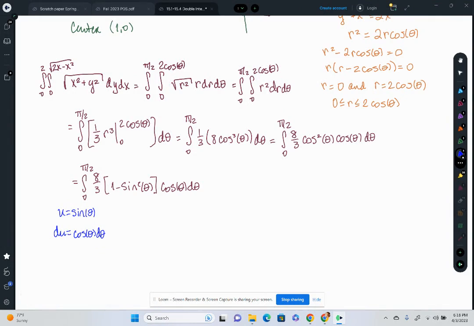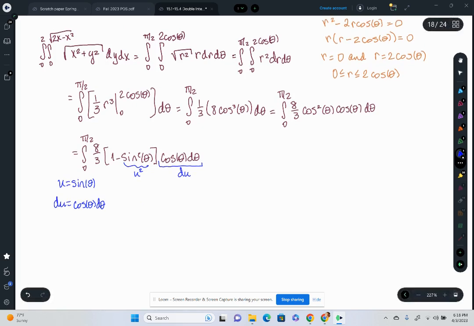So it looks like cosine theta d theta, that's du, and then my sine is going to be u squared there because I have sine squared. So playing with that a little bit, I'm going to use my indefinite integral and figure this out. I have a 1 minus u squared and then a du. Well, that's not too bad. I also have an 8/3, so I guess I'll go ahead and handle that. I get my 8/3 times u minus 1/3 u cubed, which becomes 8/3 u minus 8/9 u cubed.